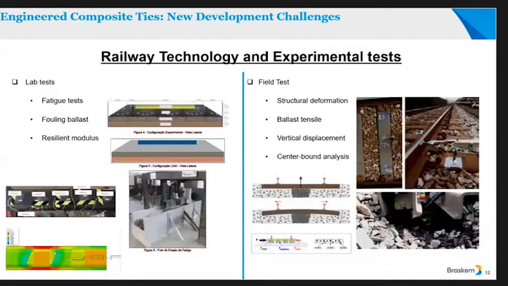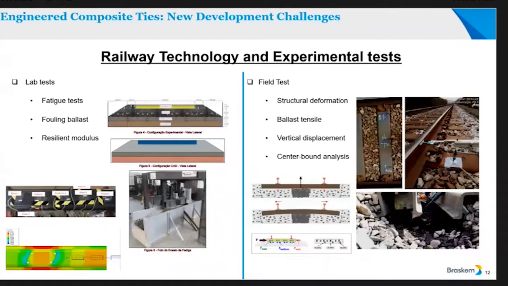So we use the ballast box to validate the simulation, the modeling that we had already done. And after we simulated that and provided the numbers, the results, especially about the displacement, the tie performance was okay, we went to the track and made some field tests.